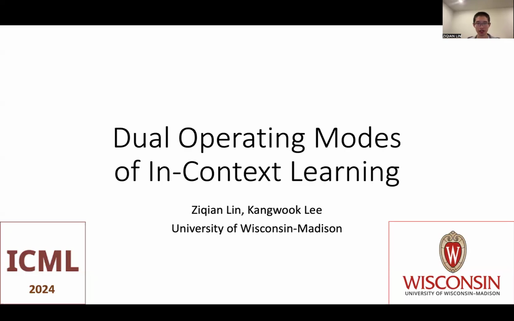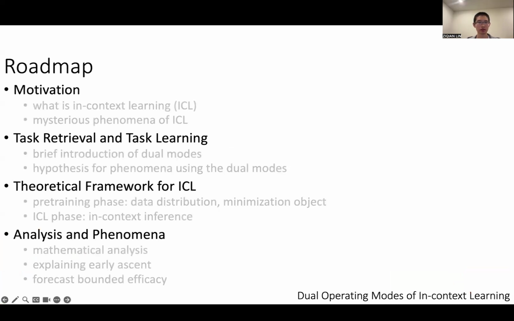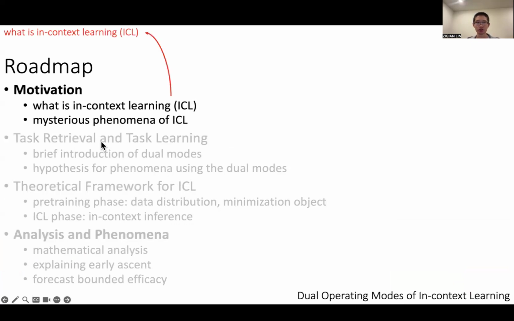This is the video presentation for the dual operating modes of in-context learning. The roadmap includes motivation, task retrieval and task learning, theoretical framework for in-context learning, and analysis and phenomena. I will start from the motivation to introduce in-context learning and the mysterious phenomena, and I will put a small title in the top left part of the slide.